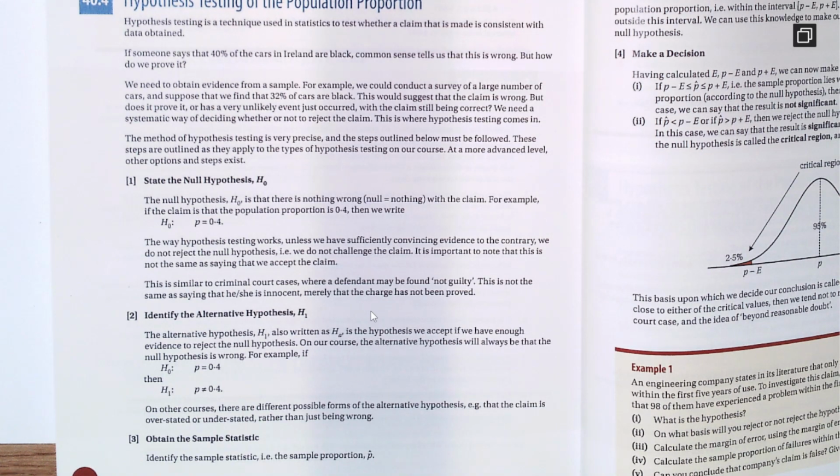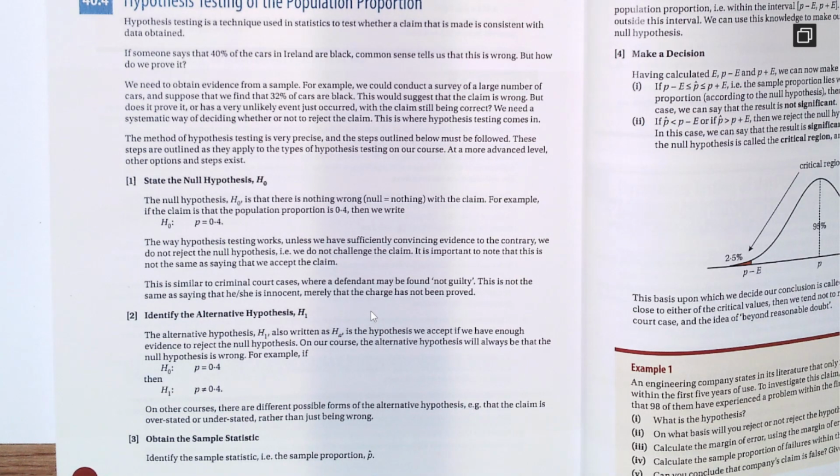So we pretty much do it this way. We create an alternative hypothesis. You either accept the null hypothesis or you reject it. That's very important. You don't say we accept the alternative hypothesis. No, we reject the null hypothesis. For example, the null hypothesis is p is equal to 0.4.